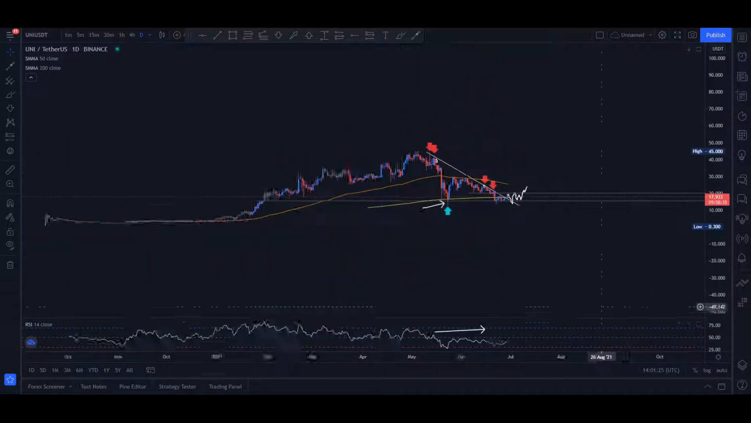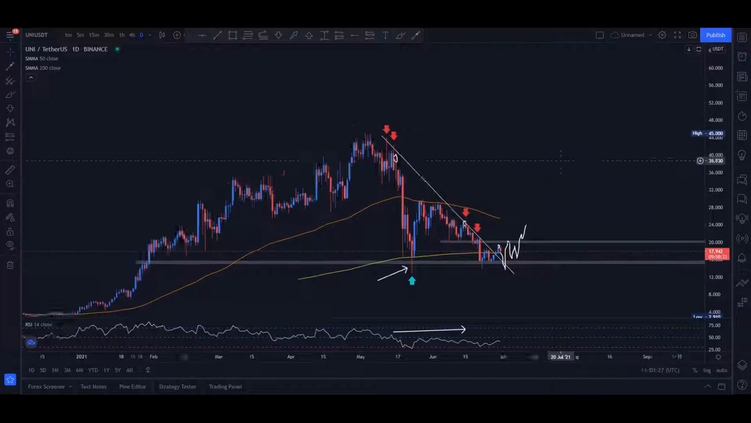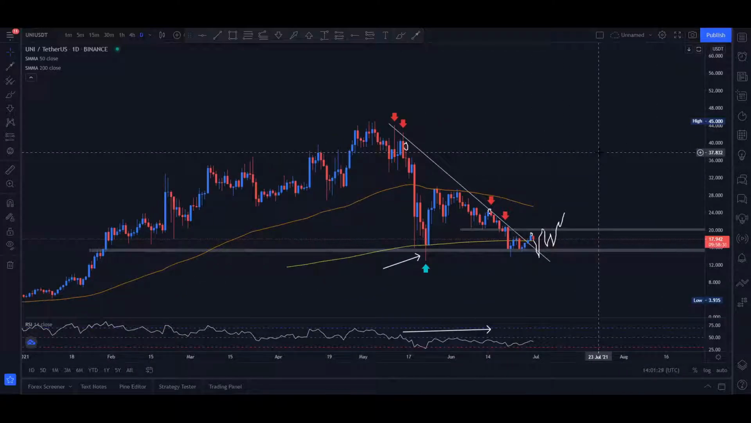Let's move back on the daily chart. You can see the full picture right here. Really expect this coin to go up. It's one of the first and one of the best decentralized finance applications out there on the internet, and it definitely has some uses in the future.